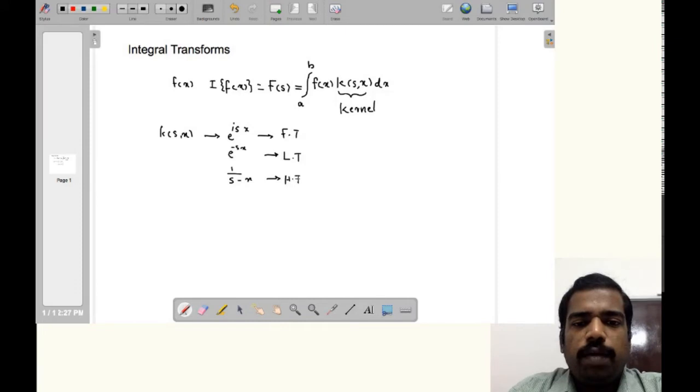I hope you have studied the Laplace transform and Hilbert transform in some other part of the syllabus. So in this portion, we need to learn what the Fourier transform is.